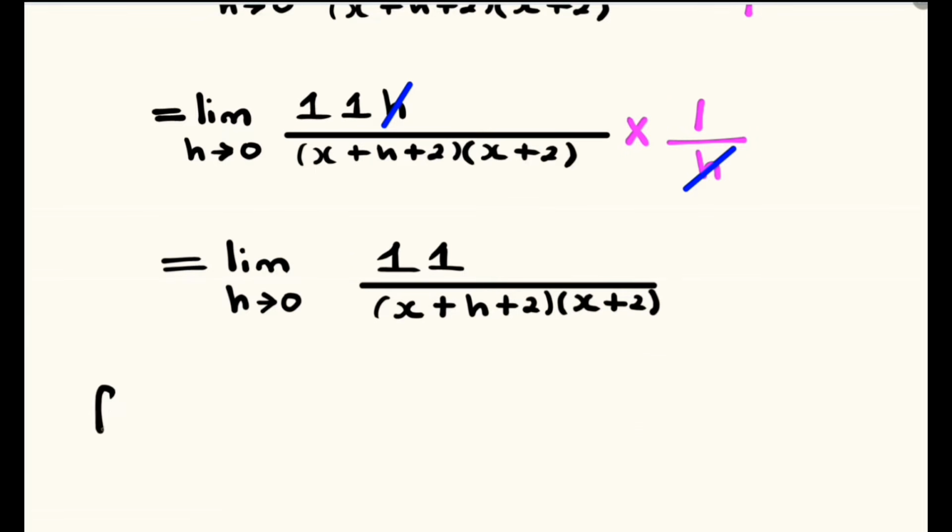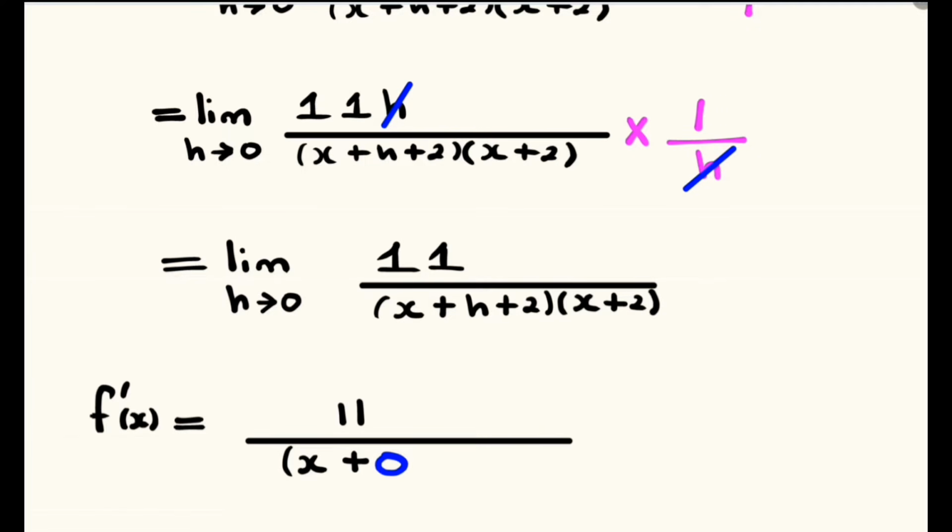We can now substitute, and our f prime of x using first principle will be, we drop the limit when we substitute the h. Where there is h, we substitute 0. So we have (x plus 0 plus 2) multiplied by (x plus 2).